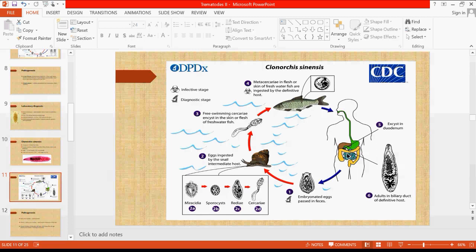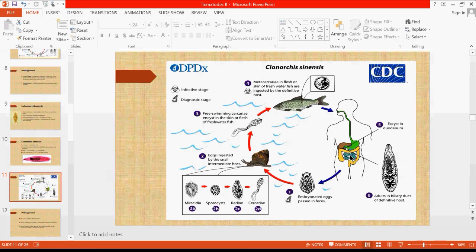Then this metacercaria, from the peritoneal cavity, reaches the liver and penetrates the liver tissue, the parenchyma, and then it resides there and develops into the adult. So this adult will develop in the liver. Again, they travel up to the biliary tract. The biliary tract is mainly the site, or the habitat, of this Clonorchis sinensis. So in the biliary tract, they reside.